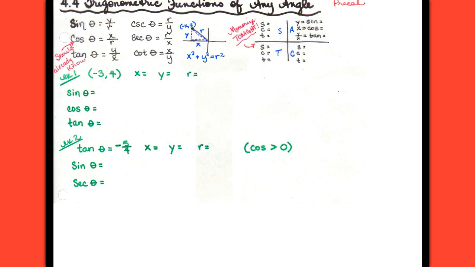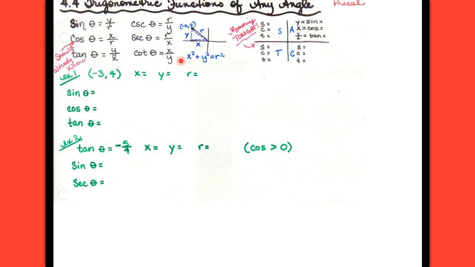We start off with the same definitions that we already know. Nothing new about those. They tell me that sine is y over r, cosine is x over r, tangent is y over x, and then their reciprocals are still true as well. Cosecant is still the reciprocal of sine, so it's r over y. Secant is the reciprocal of cosine, so r over x, and cotangent the reciprocal of tangent, so x over y.